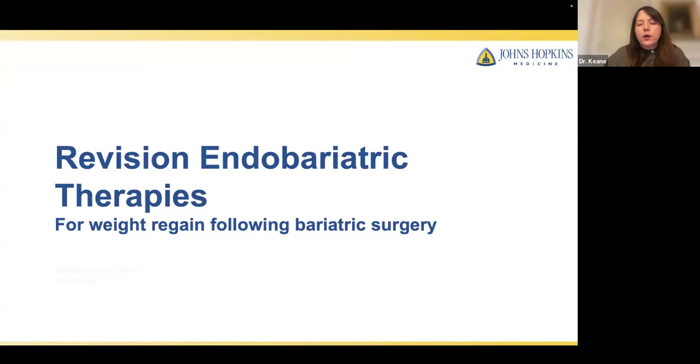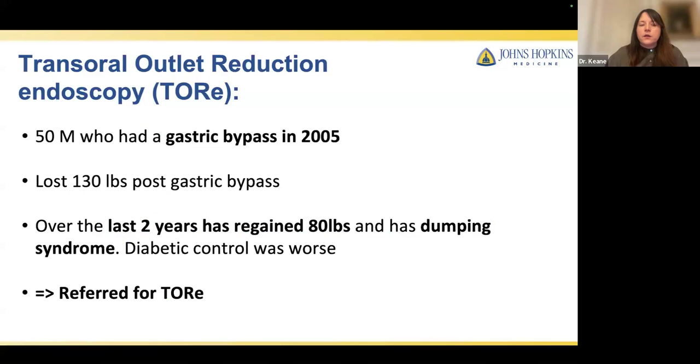So what about revision endobariatric therapies? This is another one of my patients. He's a 50-year-old male. He had a gastric bypass in 2005 and lost around 130 pounds. But like many, during the pandemic, he regained 80 pounds and had redeveloped dumping syndrome. His diabetic control had got worse and he was referred to me for a transoral outlet reduction endoscopic procedure, or something called a TOR procedure.